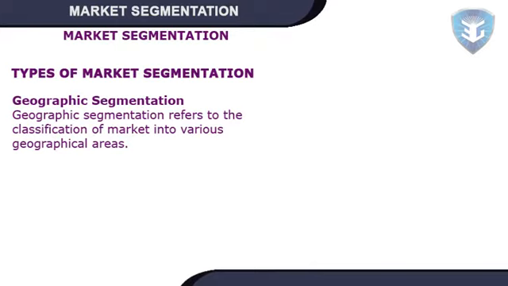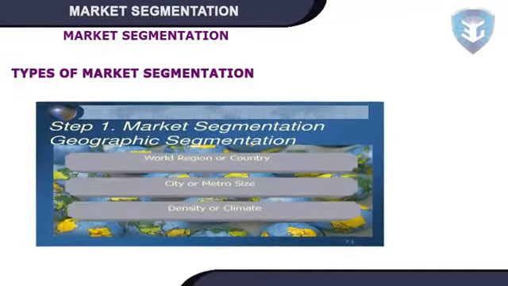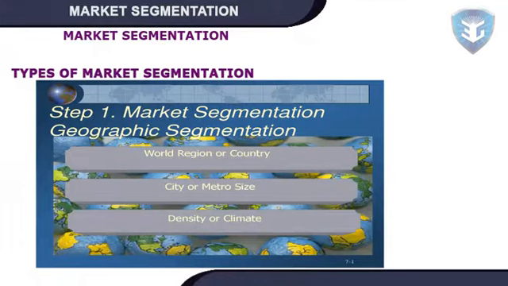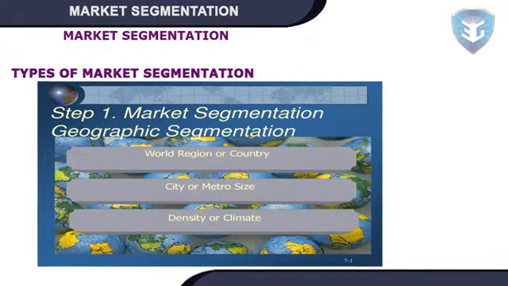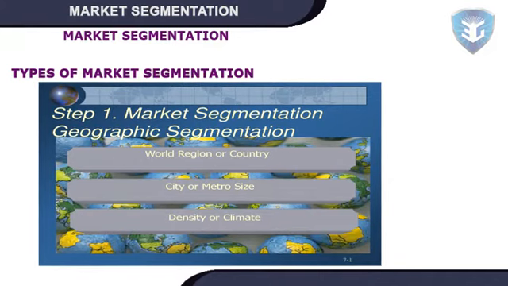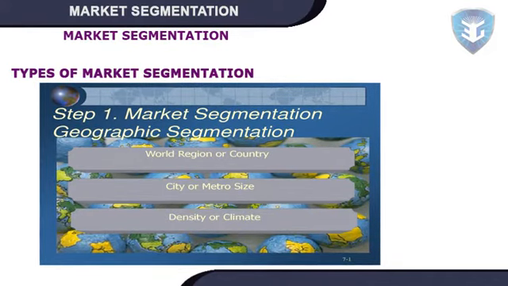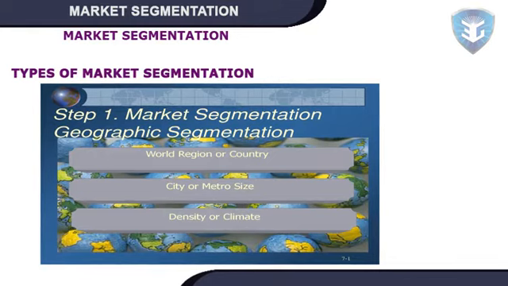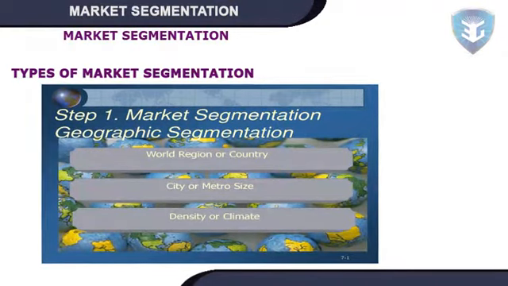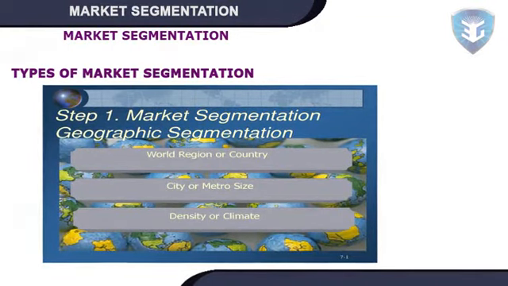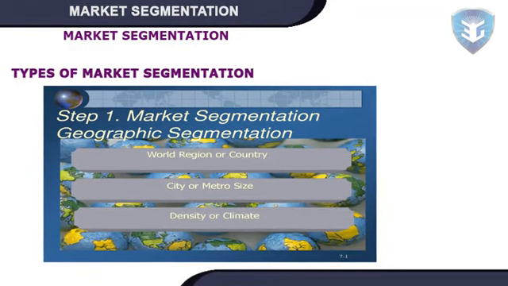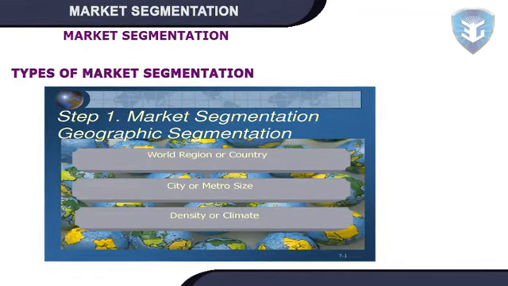Geographic segmentation. Geographic segmentation refers to the classification of the market into various geographical areas. A marketer cannot have similar strategies for individuals living at different places. Nestle promotes Nescafe all through the year in cold states of the country as compared to places which have well-defined summer and winter seasons. McDonald's does not sell beef products in some countries as it is strictly against the religious beliefs of the countrymen, whereas McDonald's in the US freely sells and promotes beef products.